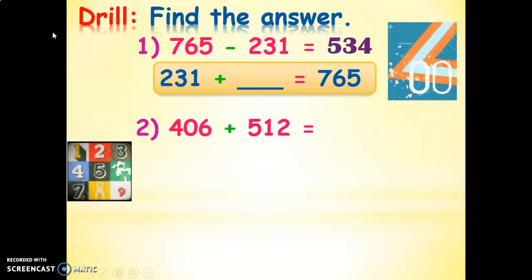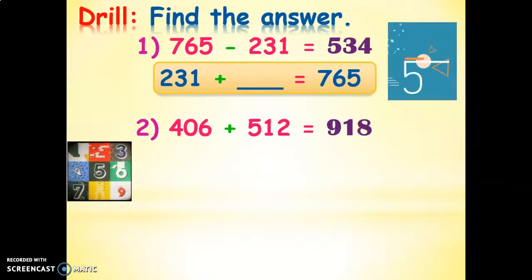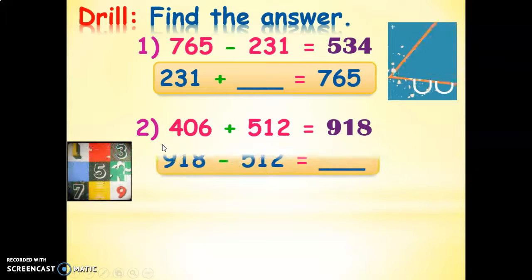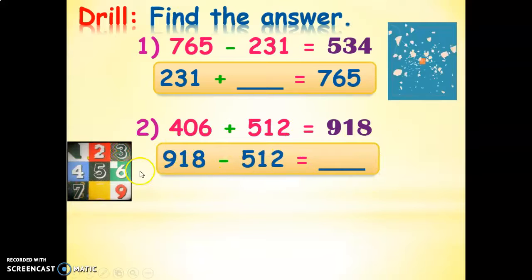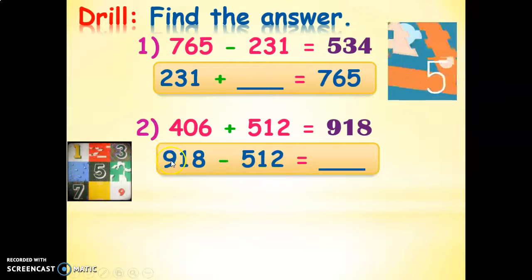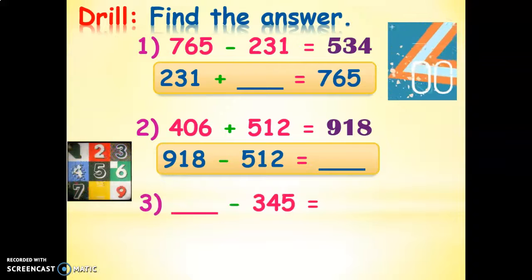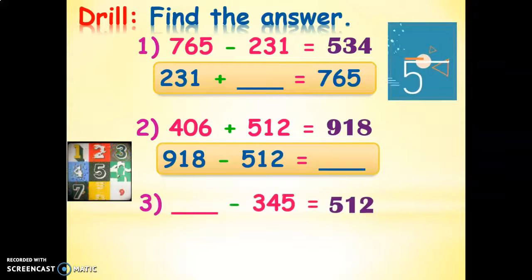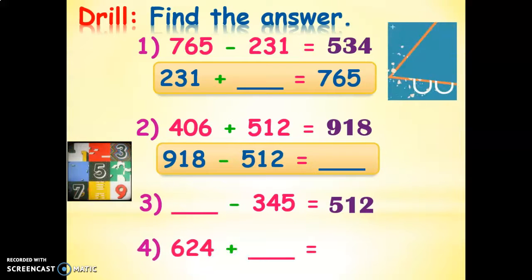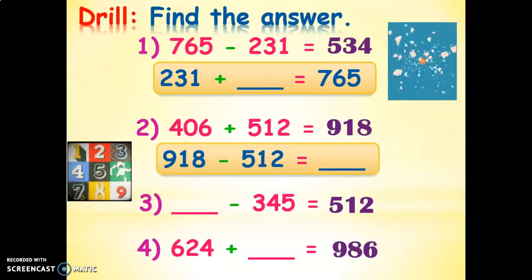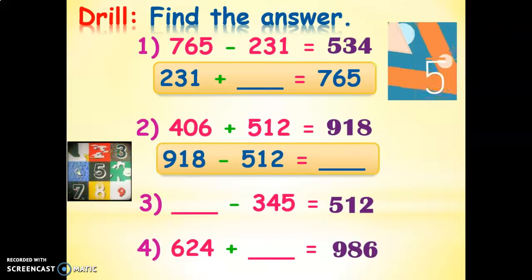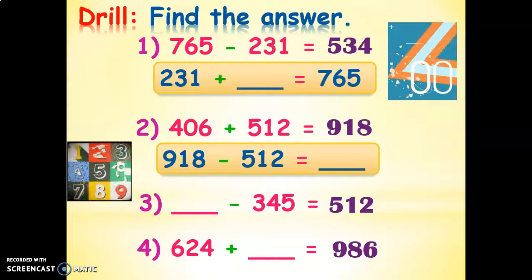For number 2, we are given this addition sentence, and we have to complete this subtraction equation that shows this is its inverse operation. For number 3, find the missing number to complete the subtraction sentence. And for number 4, find the missing number to complete this addition sentence. Try to think of your answers. Remember, addition and subtraction are inverse operations.